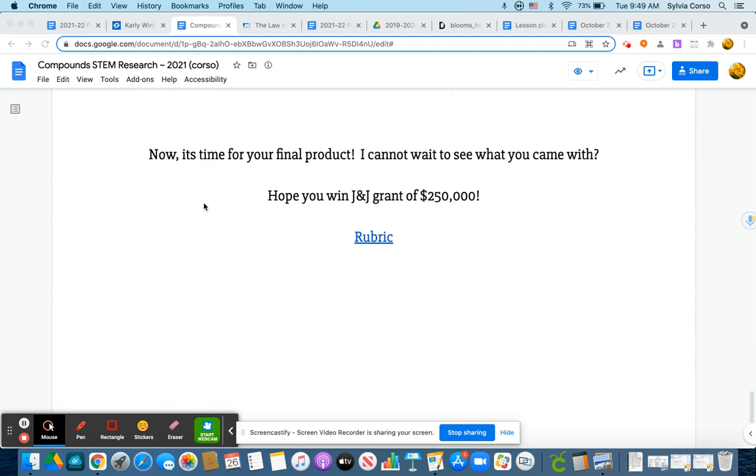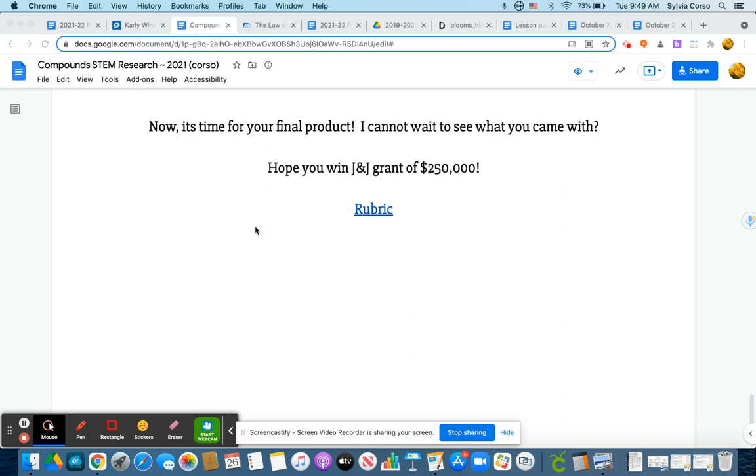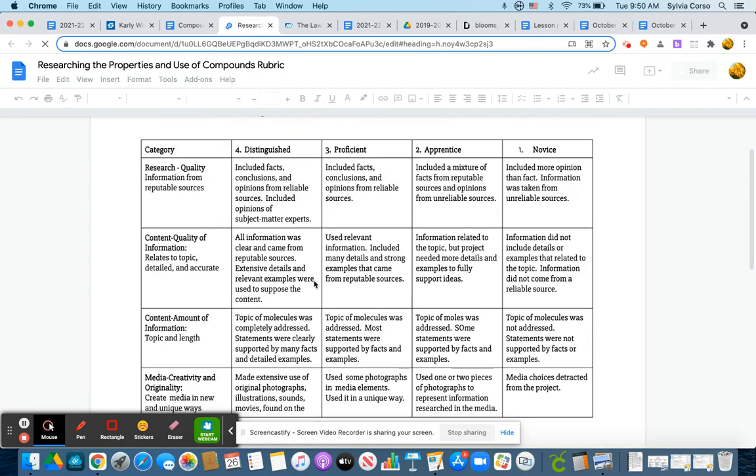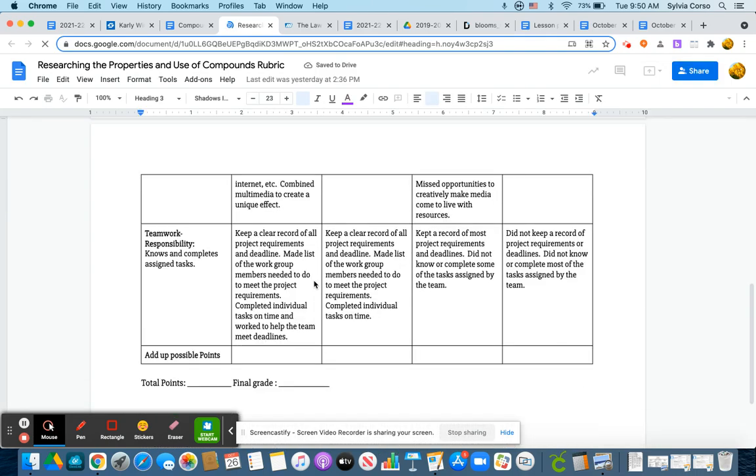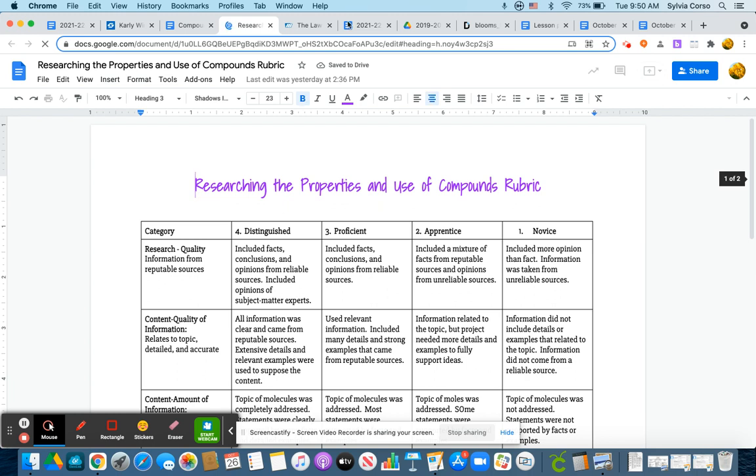Okay, and then for the final product, again, you're going to create a video to explain why you should win the $250,000 grant. The rubric is attached. I want you guys to read the rubric as well to yourselves to see how you will be scored. And I will see you tomorrow, and then we'll take it from there.